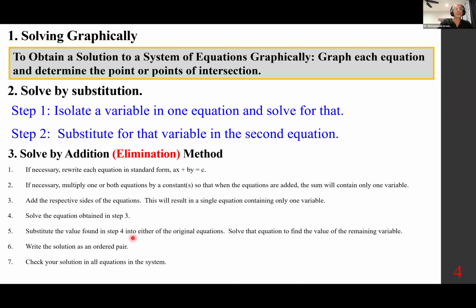Substitute the value found in step 4 into either of the original equations. Solve the equation to find the value of the remaining variable. Write the solution as an ordered pair. Check your solution in all equations in the system. This is what we did already: systems of equations in 2 variables, everybody.